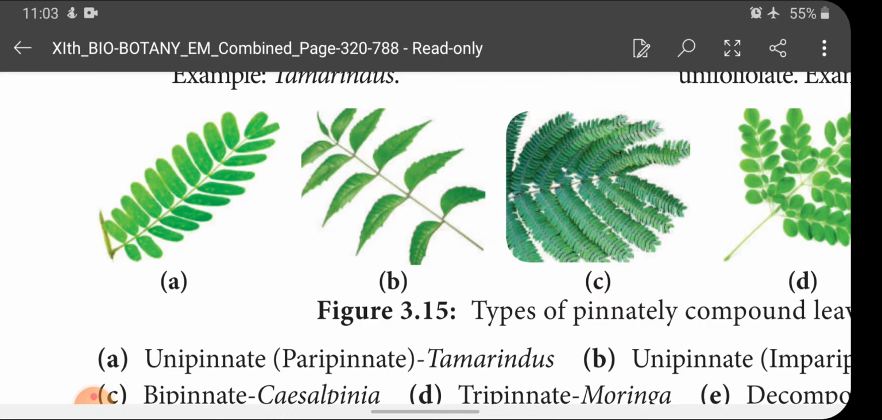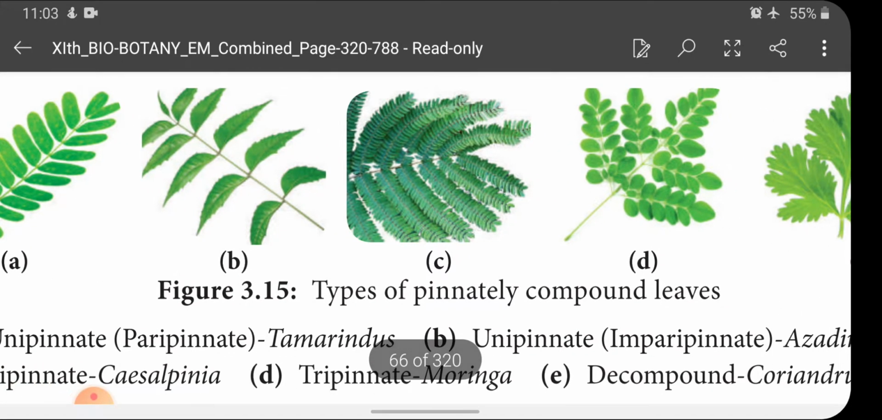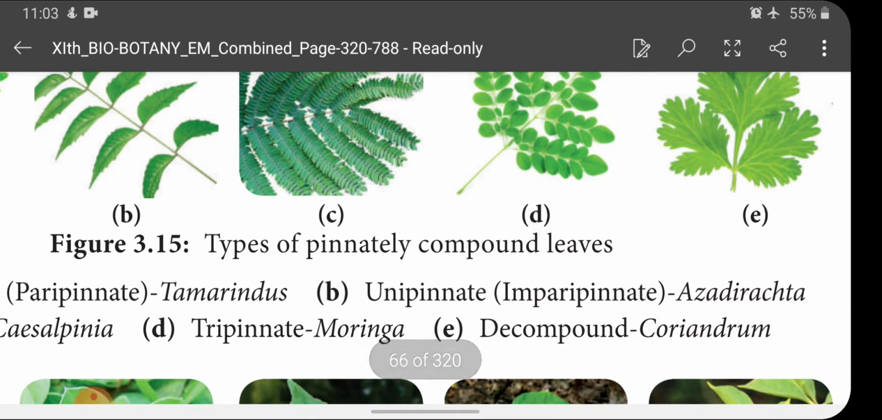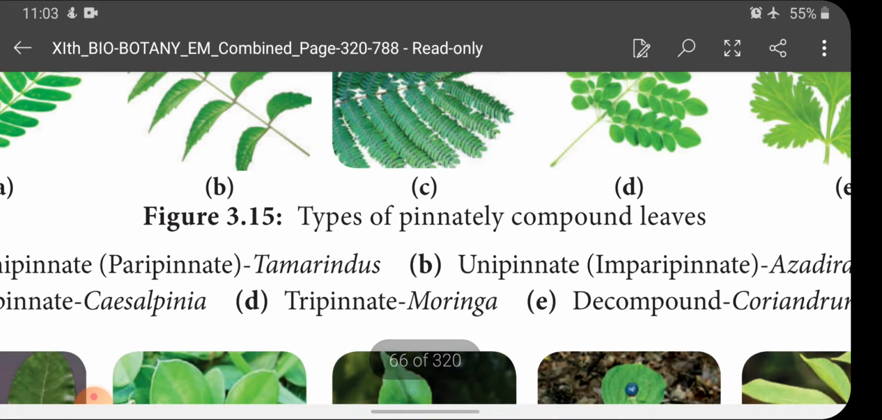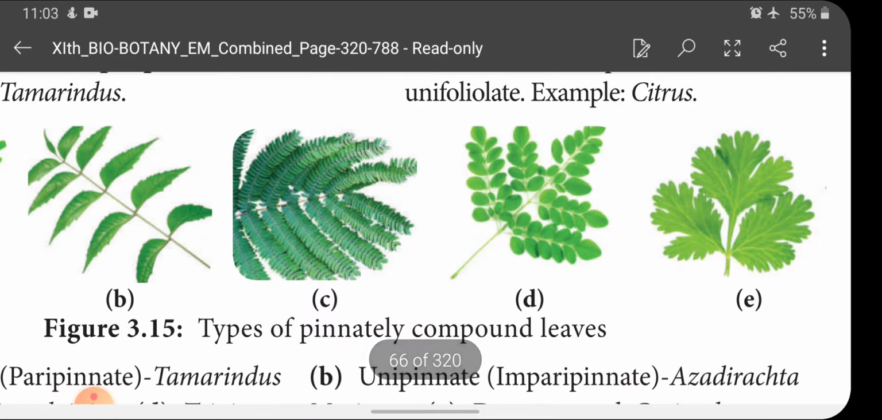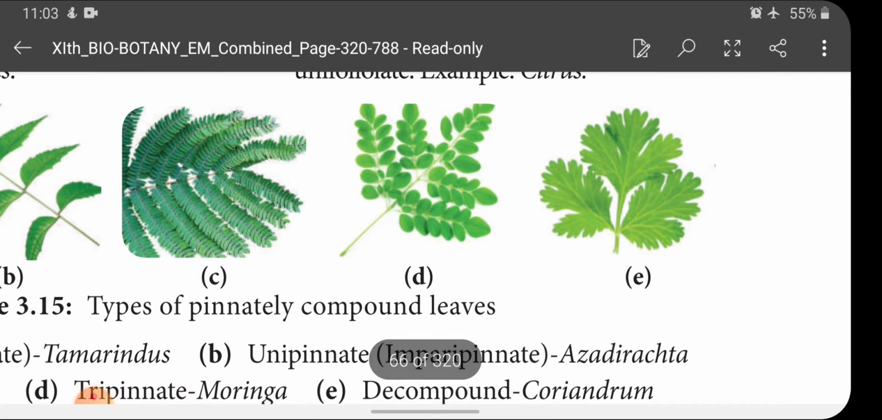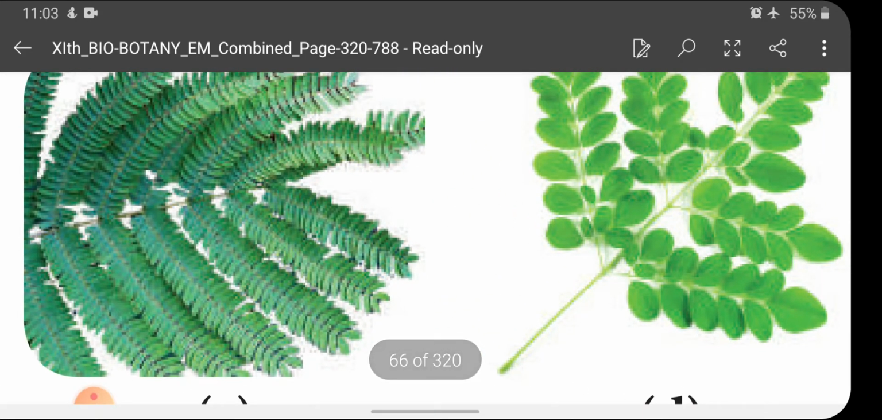In this type, only one rachis we have seen. From this rachis, on either side, leaflets we can see. And then the C diagram is an example for bipinnate. In bipinnate, you can see one main axis in the center, that is the main rachis. On either side of the main rachis, secondary rachis we can see. Over the secondary rachis, the leaflets are present.